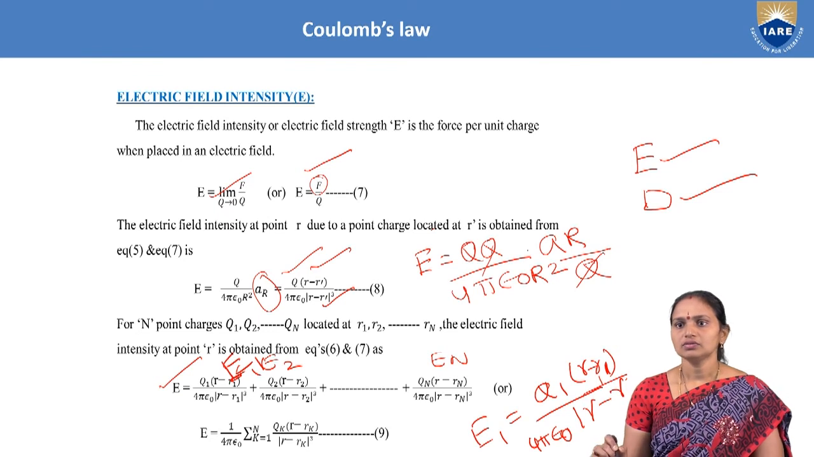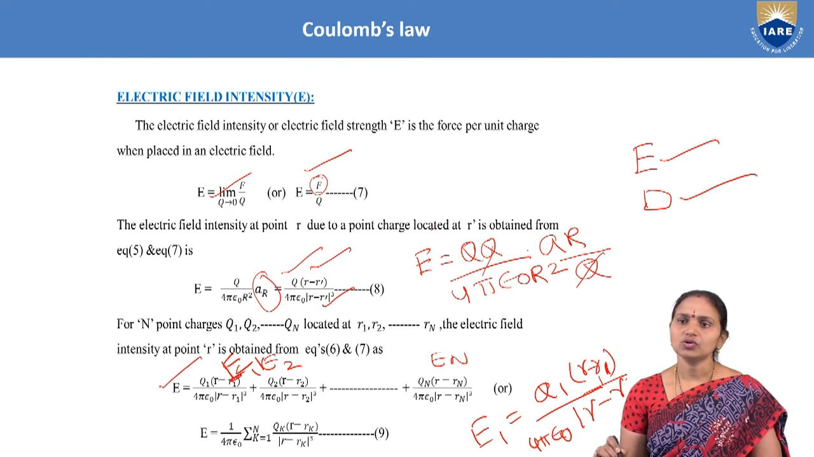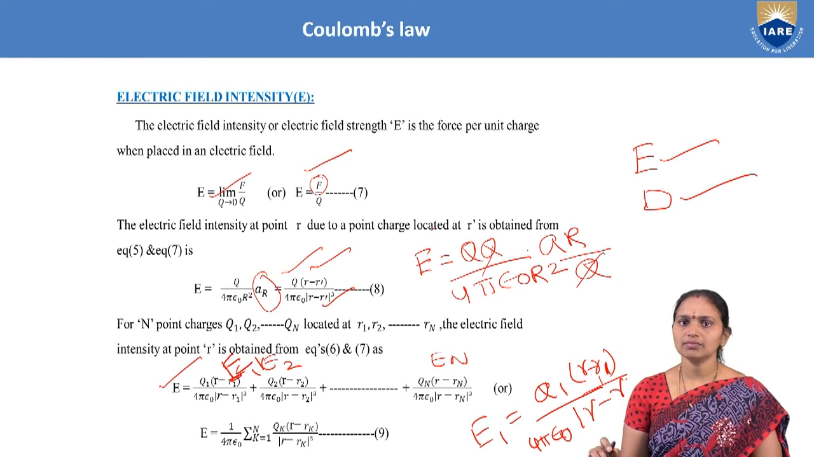Similarly, to calculate E2, we must take Q2. This Q1 can be replaced with Q2 and R1 can be replaced with R2. So in that way, by calculating E1, E2 up to En, and by adding them, we can get the total electric field strength value.